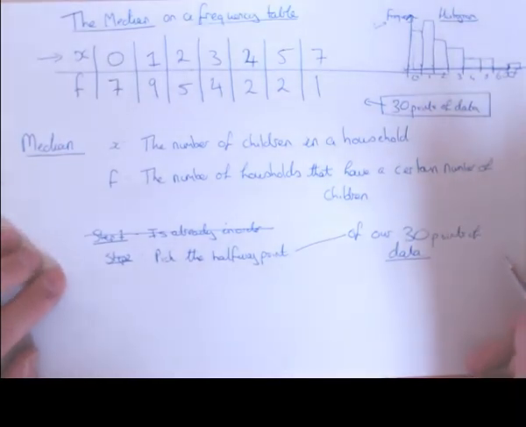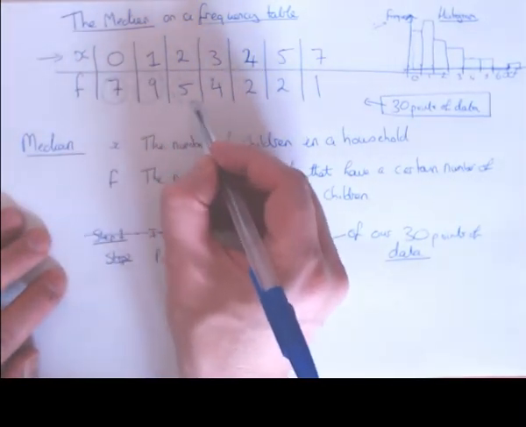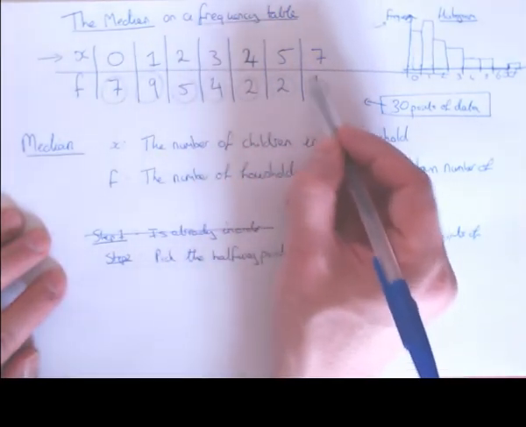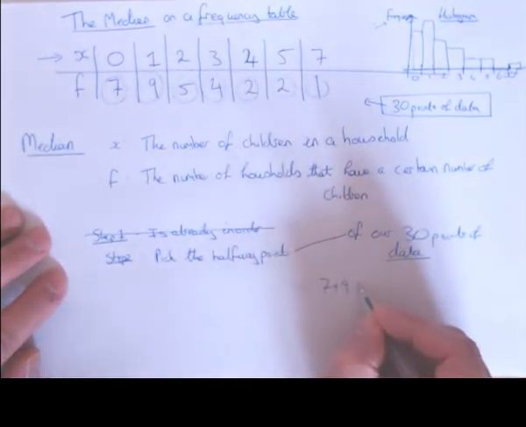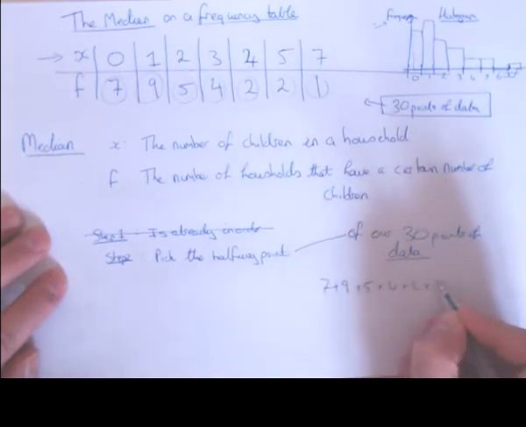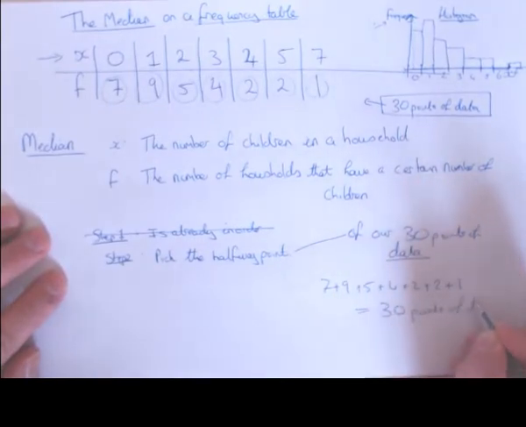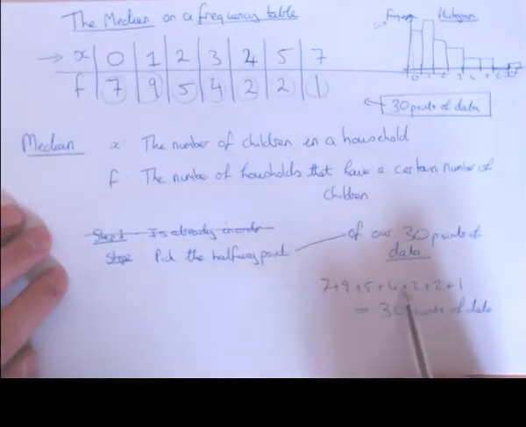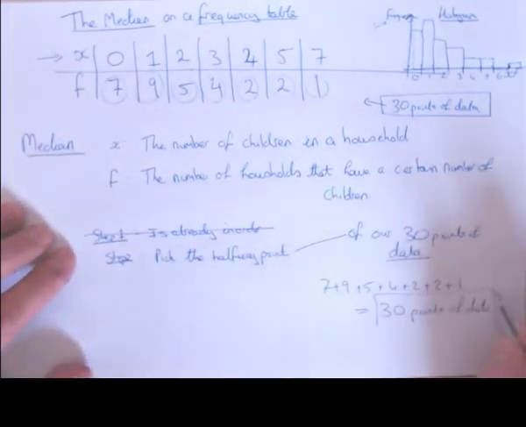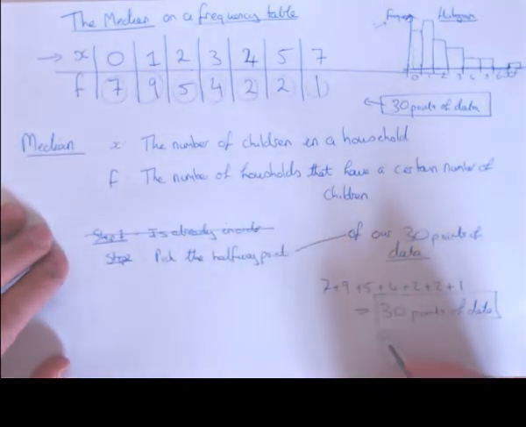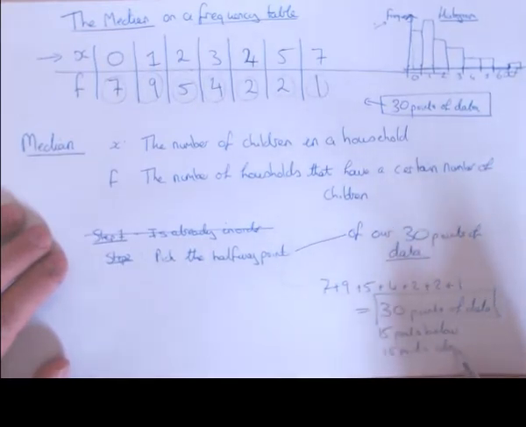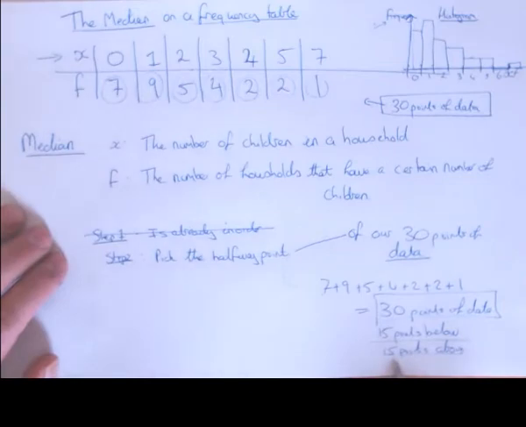How do I know there are 30 points of data? There are 7 and 9 and 5 and 4 and 2 and 2 and 1, which equals 30 points of data. At least I hope it does. 16, 25, 30. Okay, that's good. So the halfway point means there's going to be 15 points below and 15 points above, or I would like to say 15 households. So let's find the 15 and a half household.